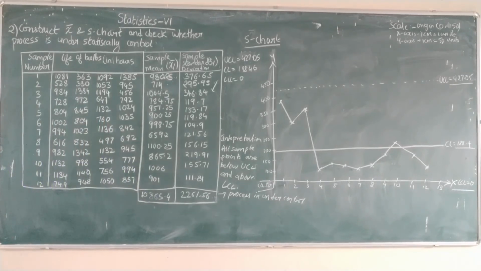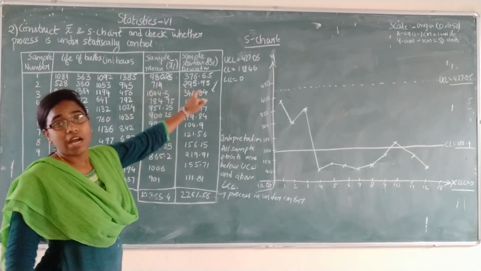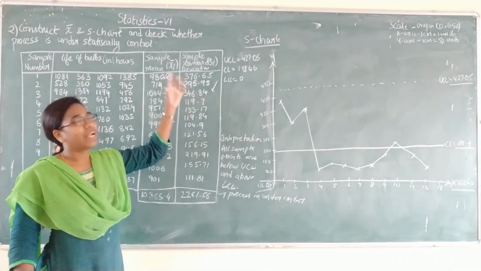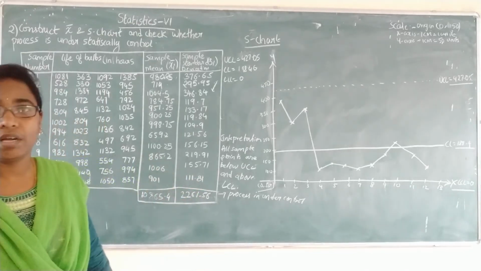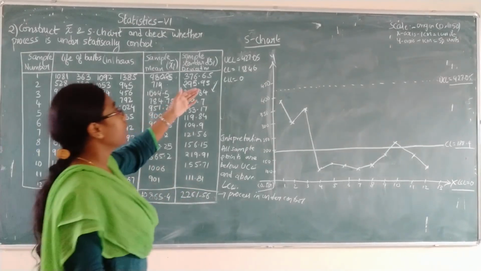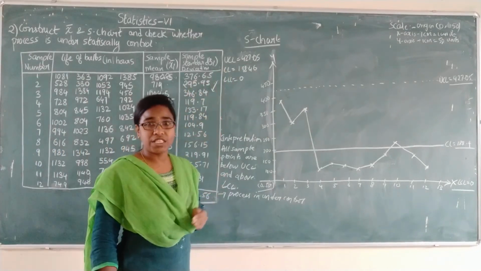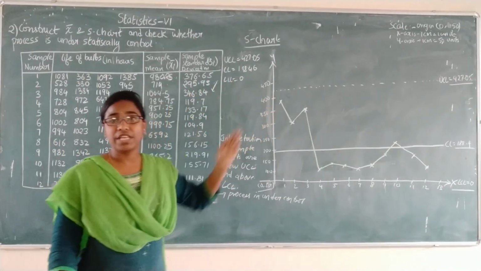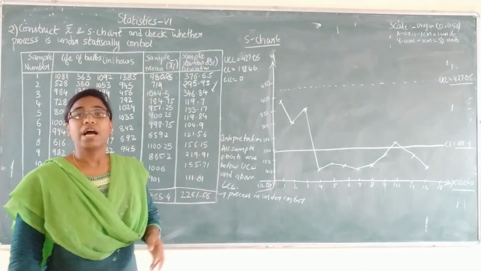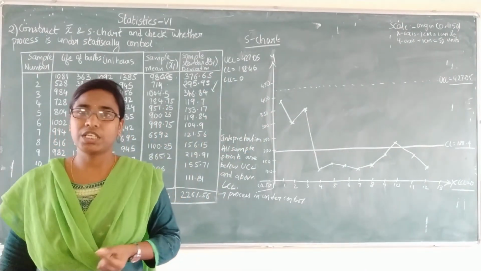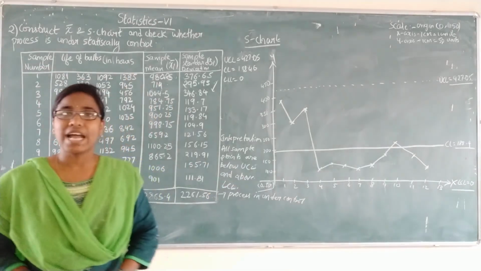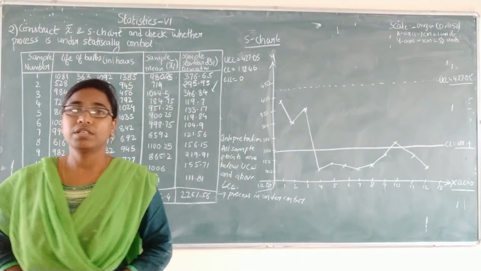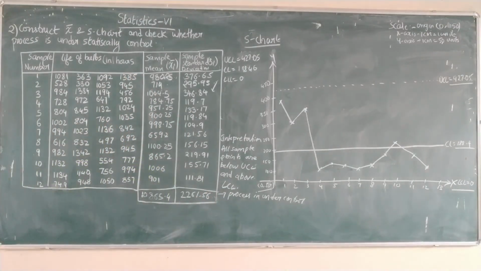So what are the steps here? First we will calculate the sample mean and sample standard deviations. After finding these two values, you will find the control limits for the mean chart, draw a chart for it, and interpret it. Next you will set the control limits for the S chart, draw the chart for the S chart, then interpret it. After seeing both interpretations, that is the mean chart and S chart, we conclude that the process is statistically under control. So this is all for today's class.